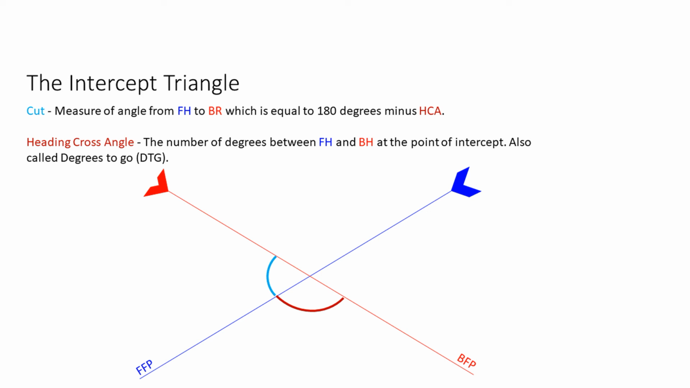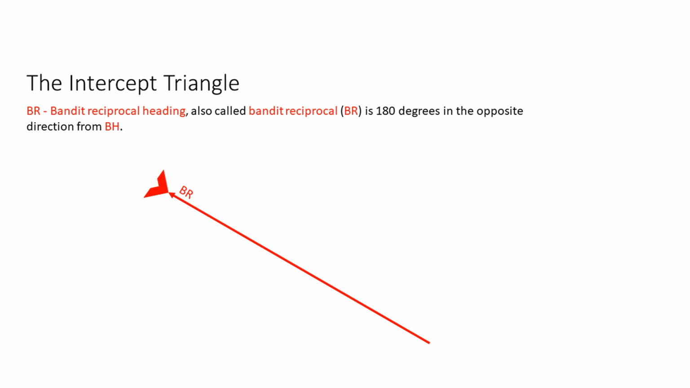And those two things, of course, become respectively the fighter flight path and the bandit flight path. And when I put the protractor up there, you can see how messy my angle drawings are. But those two things, the cut and heading cross angle, added together always equal 180 degrees. And in one of the previous slides, we saw this term, BR, bandit reciprocal heading. That's just the reciprocal of the bandit flight path.